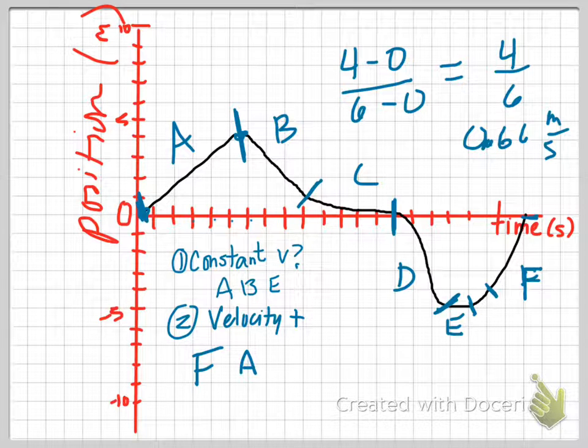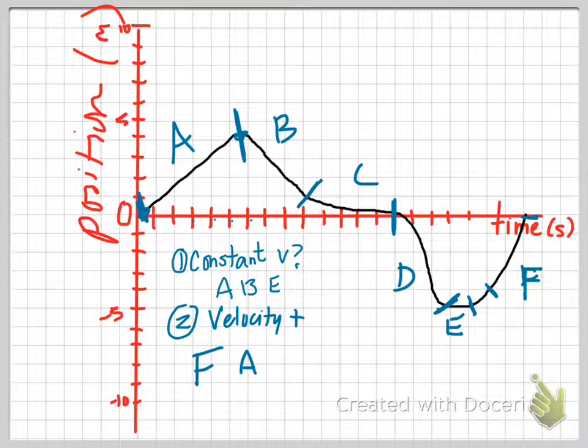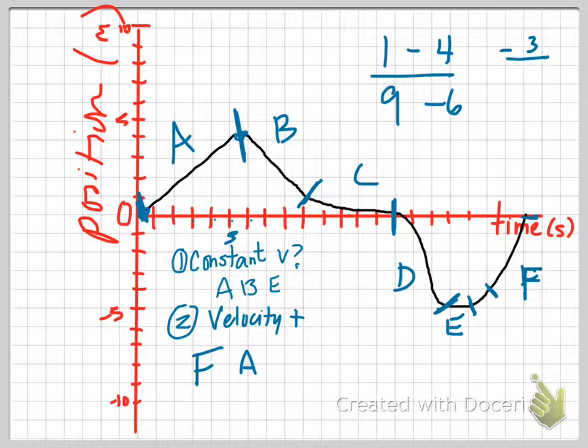Let's look at segment B. For segment B, final on the y is about 1. Initial is 4. Final on the x, I really should have labeled these, is 9, minus 6. So we have negative 3 over 3. Wow, I couldn't have done that better. So we have a slope of negative 1 meter per second.